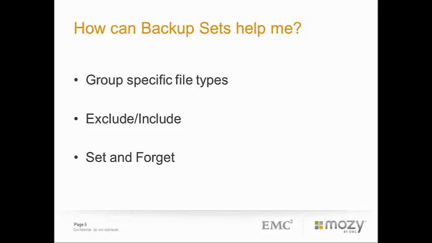The advantage of the backup sets as well is that they're very much set and forget. So for example, if you're using the File System tab, if you're selecting a particular file in a particular location, in a particular folder, if another file of a similar type gets created within that folder, and you don't have that folder selected for backup, then that file won't get picked up for backup unless you go in and manually select it.